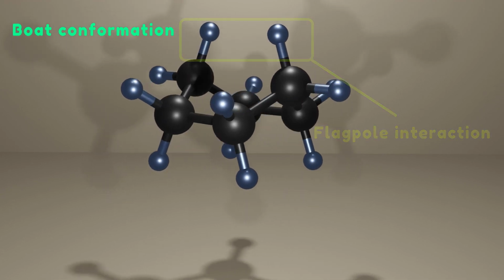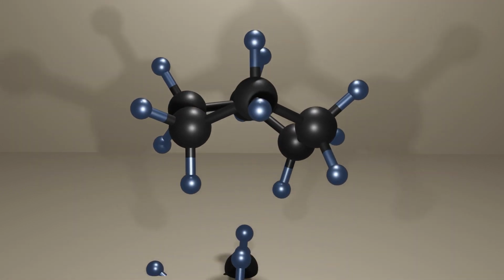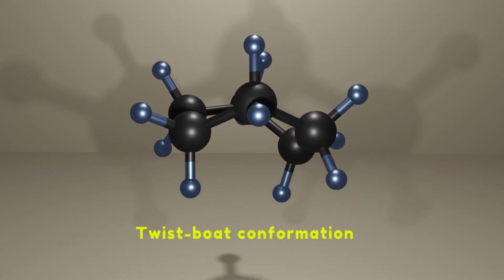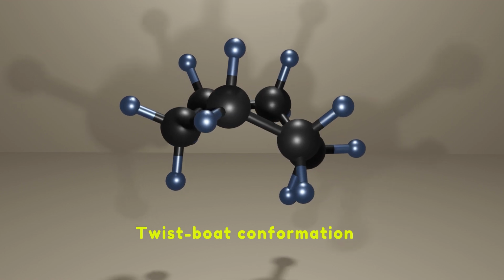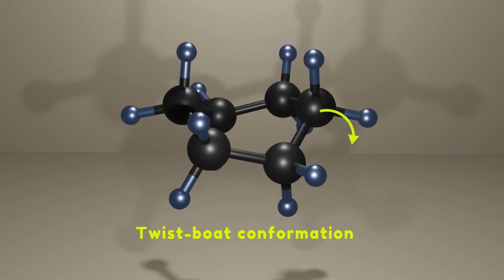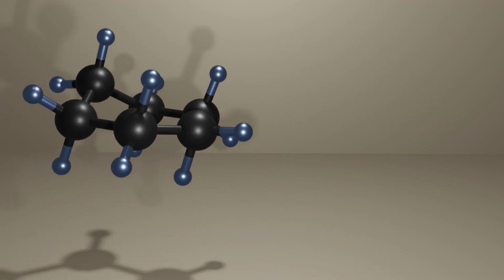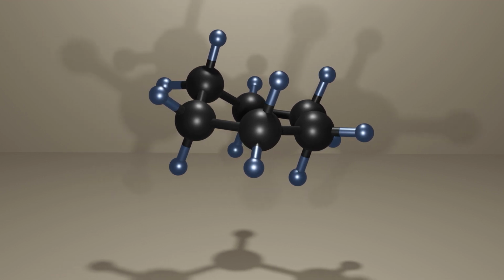Cyclohexane reduces strain by twisting. As you see in the twist-boat conformation, hydrogens are not completely eclipsing, so this form is more stable than the boat conformation. After twisting, this carbon atom becomes planar, so the molecule passes through another half-chair conformation. Finally, the ring inversion process ends with moving down this carbon atom.